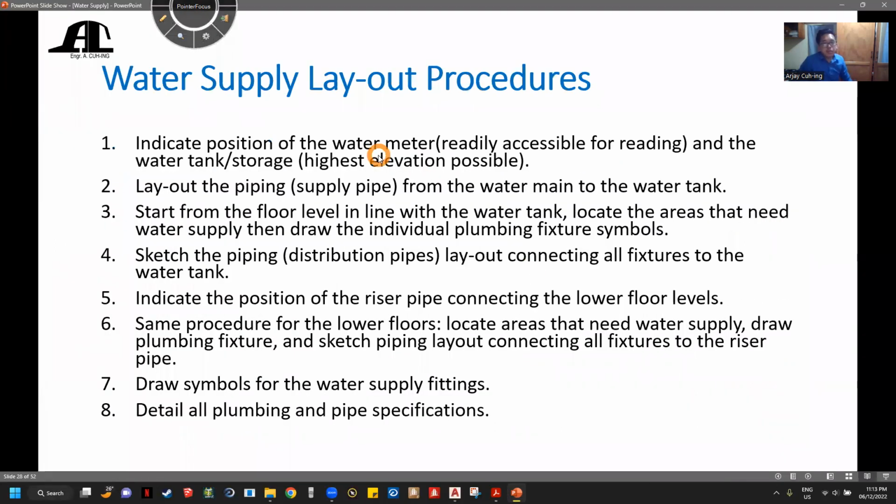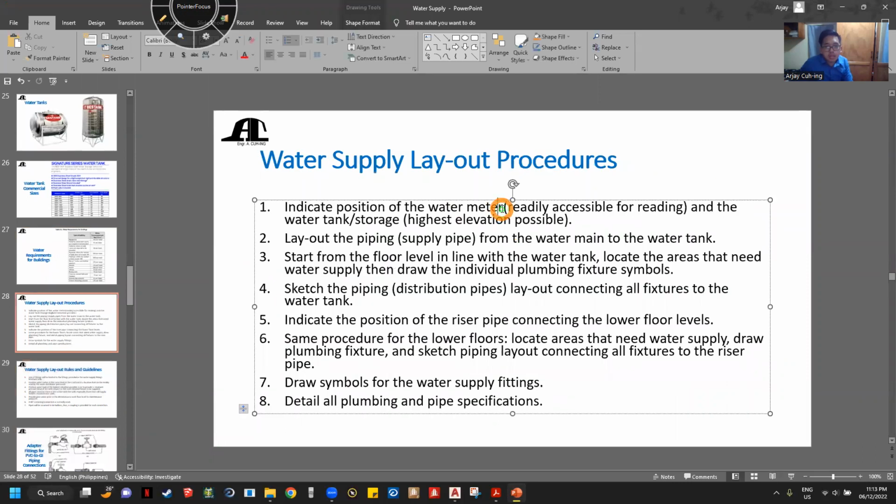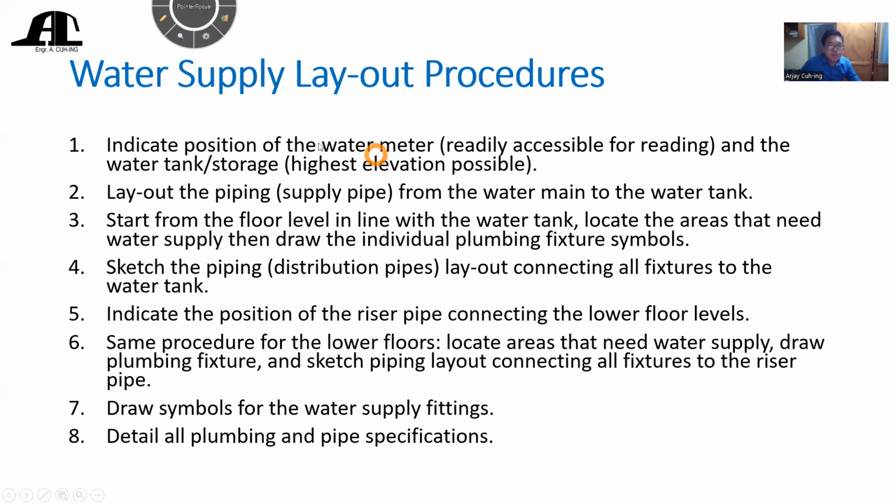Okay? So again, syempre class, kung nasan yung water meter, in a way class, we can already imagine where the source is coming from. Okay? Supposedly class, the positioning of our water meter should be a location wherein it can be readily accessible for reading. Okay? Tapos we also have to indicate class yung ating water storage. Ang galawan kasi dyan class, we have to connect both. Yung ating water main.